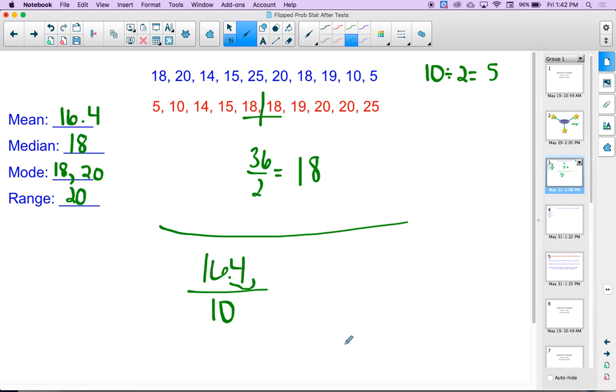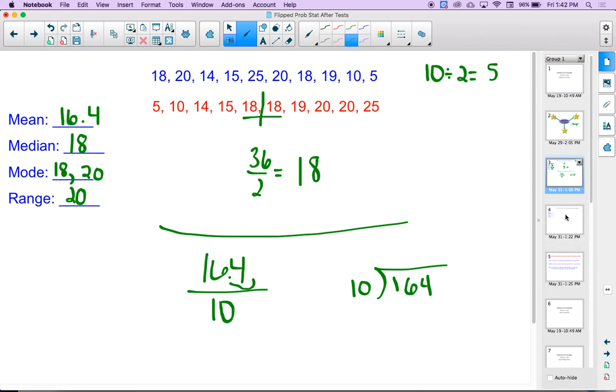We could have done long division as well. It would look like this, and you could long divide that. But if you know your rule for multiplying or dividing by 10, you just move that decimal and it's pretty quick. Okay, so that is the real quick review of mean, median, mode, and range.